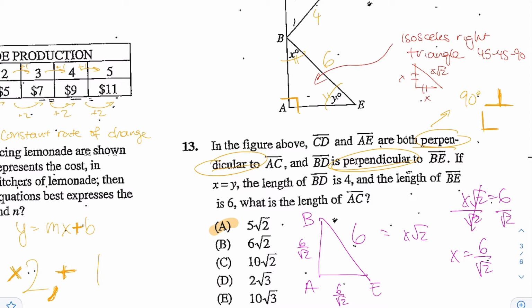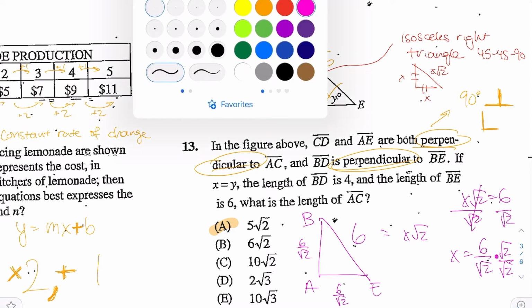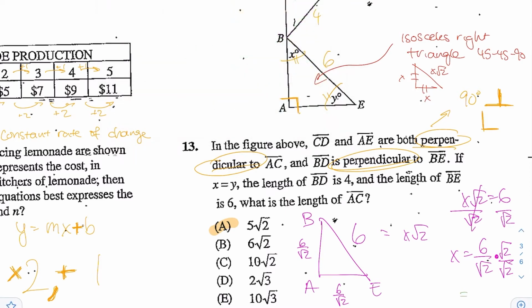Now you can simplify this by multiplying the top and bottom by root 2 over root 2, in order to rationalize the denominator. That will give you 6 root 2 in the numerator, and root 2 times root 2 in the denominator just equal to 2. So 6 and 2 cancels to form 3 and 1. So this is equal to 3 root 2. So that's the length of AB.